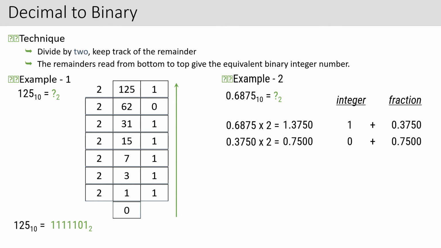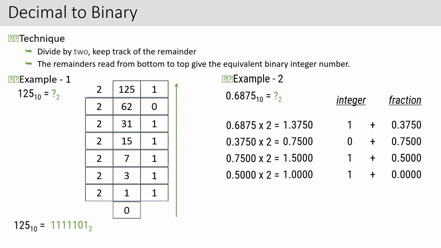Now here, what is the integer? Integer is 0. And what is the fraction? It is 0.7500. Again, you multiply the fraction by 2. You get 1.500. So what is the integer? Your integer is 1. What is the fractional number? That is 0.5000. Then again multiply this fraction part by 2. I'm getting 1.0000. Now what is the integer? That is 1. And what is the fraction? That is 0.0000.